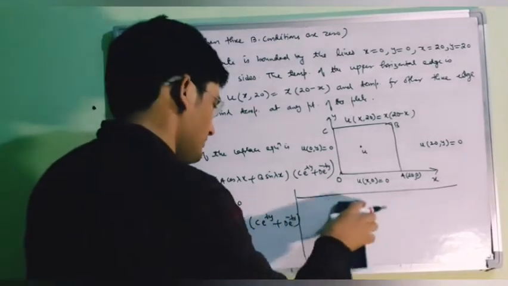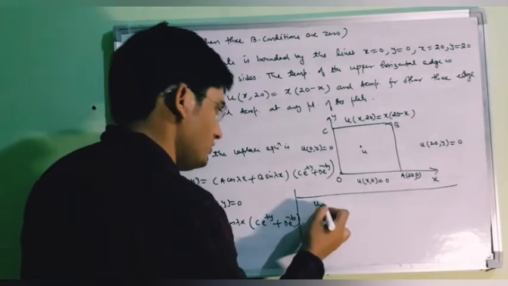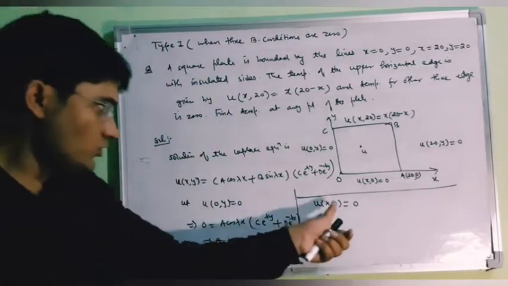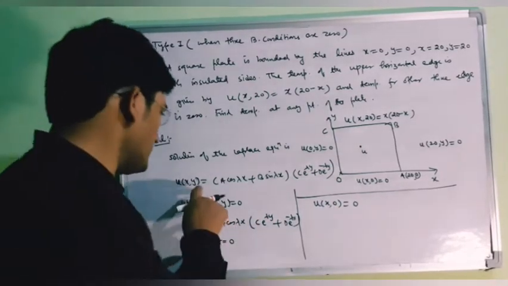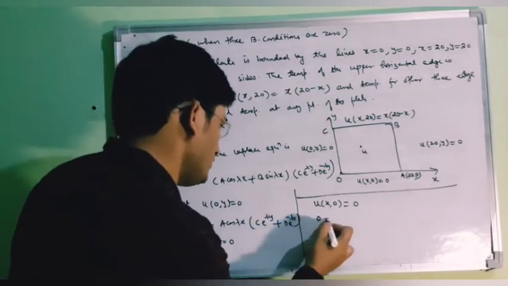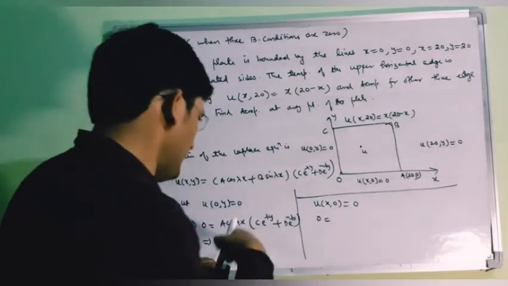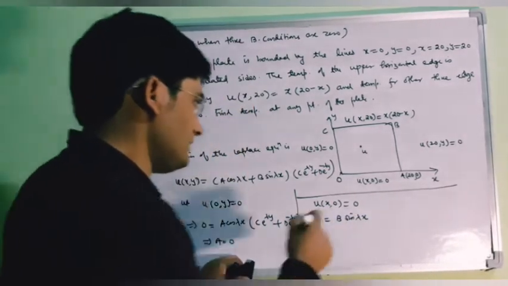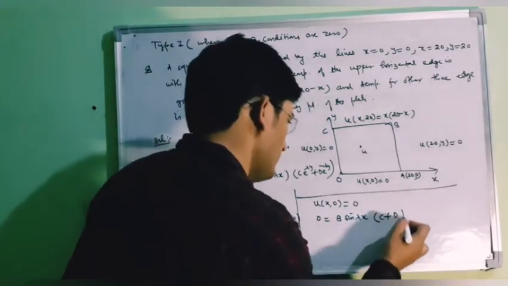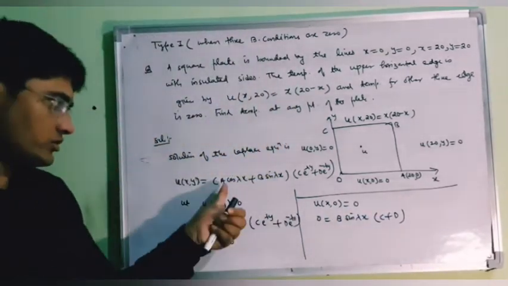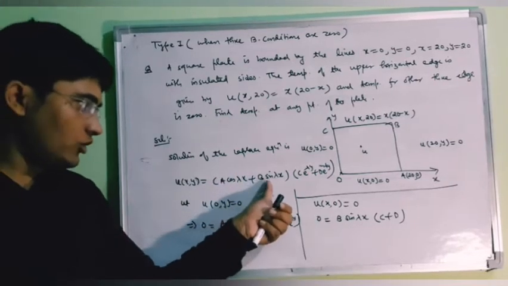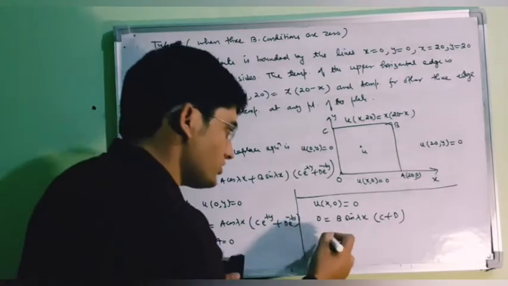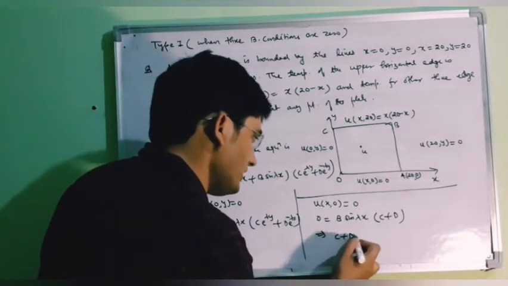Now let us take the boundary condition u(x, 0) = 0. If your y is 0, then your u is 0. So from here, 0 equals, now a is already 0, so b sin λx, and then we will have (c + d). Now a is already 0, so this term is 0. Now b cannot be 0, otherwise your temperature will be 0. As b is not 0, from here your c + d will be 0.